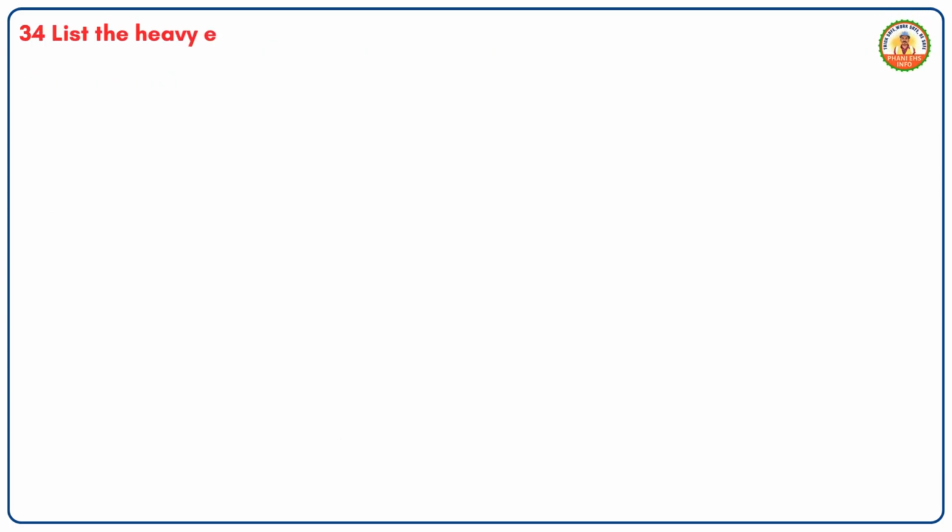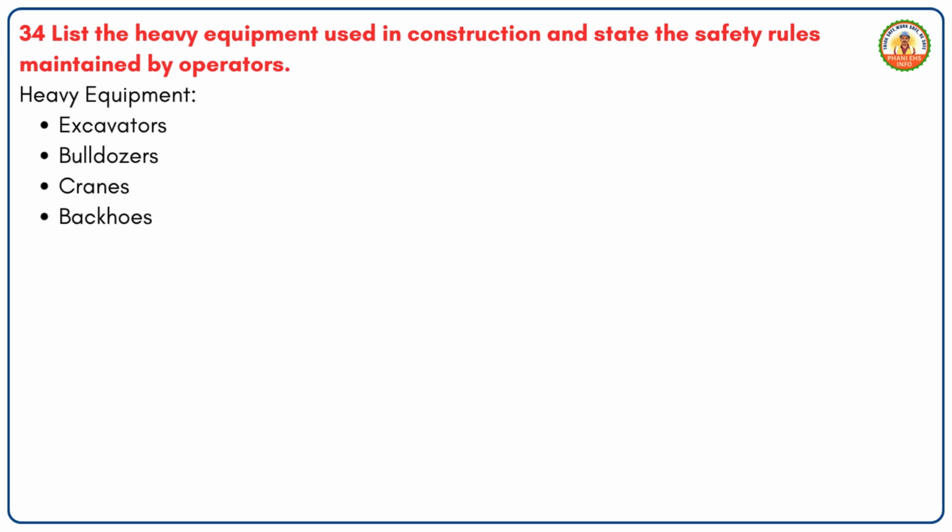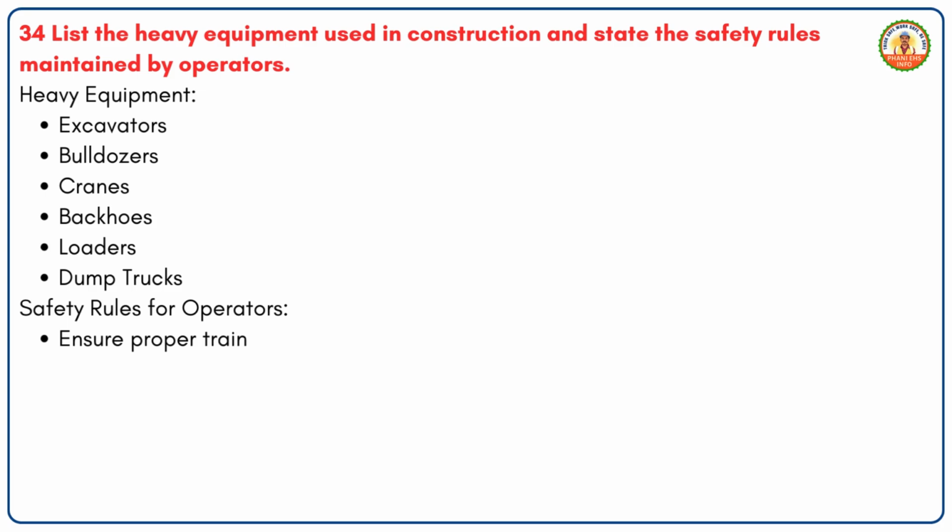34. List the heavy equipment used in construction and state the safety rules maintained by operators. Heavy equipment: excavators, bulldozers, cranes, backhoes, loaders, dump trucks. Safety rules for operators.